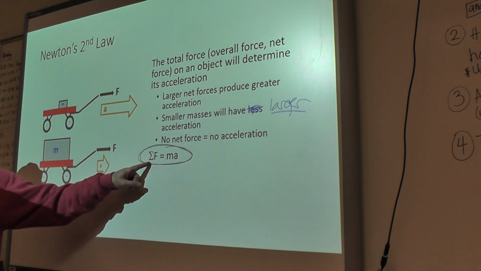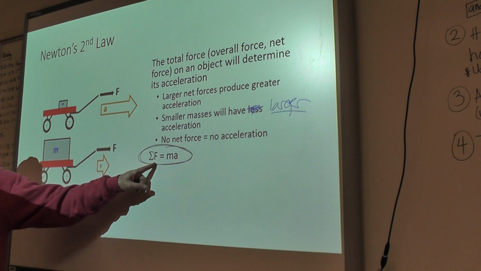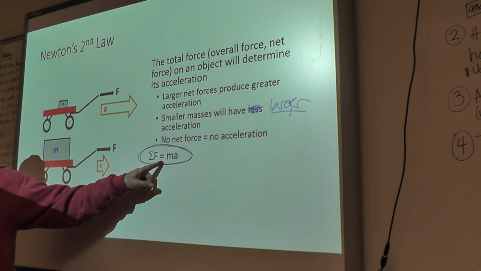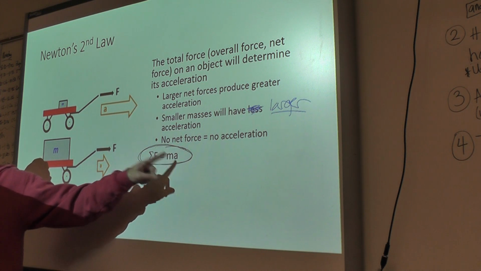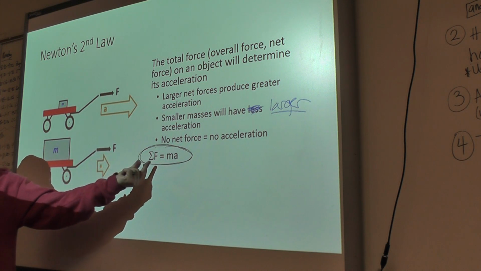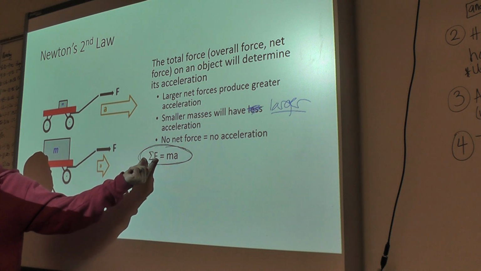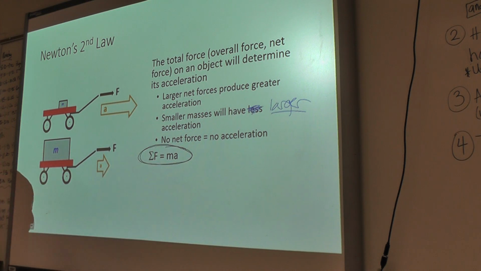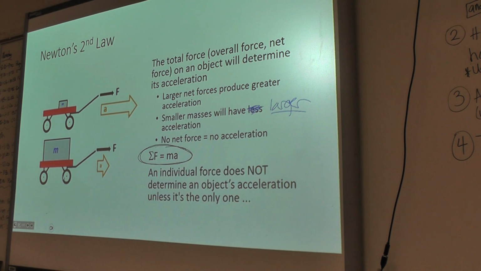This sigma means "sum of." F means all the forces on an object. Equals is, I think you know. M means mass, A means acceleration. If we add up mathematically all the forces on an object, that will be equal to that object's mass times its acceleration, provided we use the right units, which we'll talk about later.